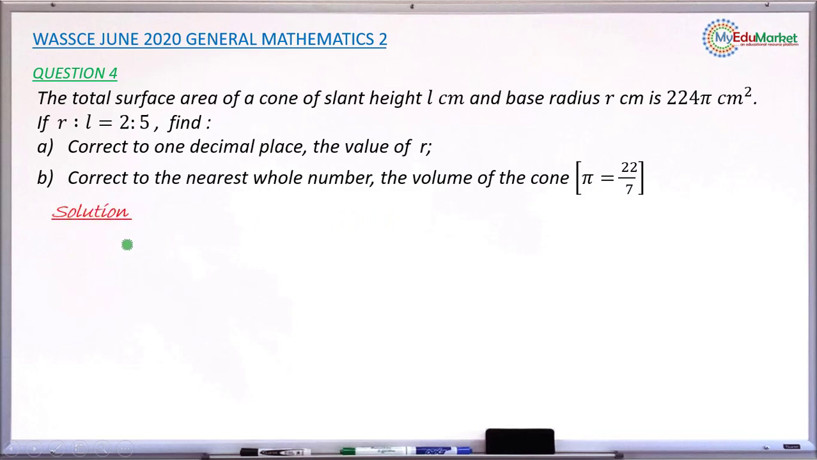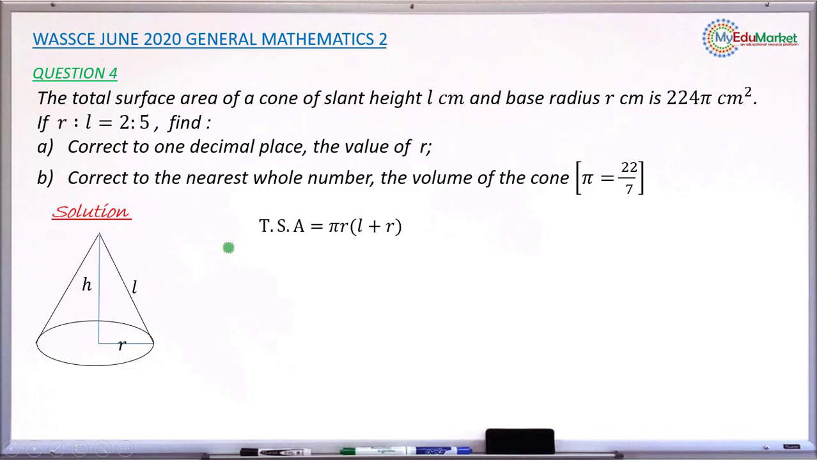Solution to the problem: what you do first is to sketch that cone. The cone has slant height L and base radius R. If I sketch it, it will look like this. This is the base radius, this is the slant height, and the vertical height of the cone is denoted by small letter h. This is your cone. Next, remember the formula for the total surface area of a cone is given by pi R into L plus R.